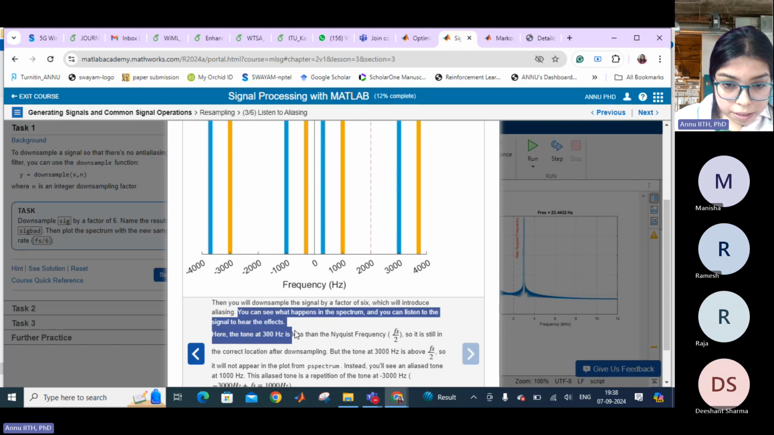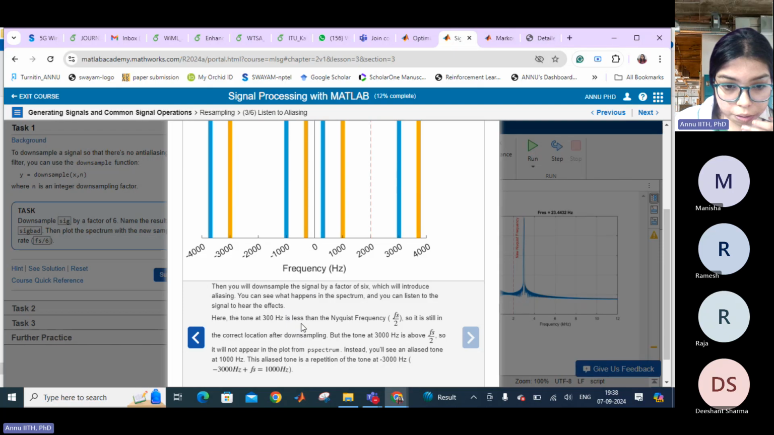You can see what happens here in the spectrum. You can listen to the signal to hear the effects. Here the tone at 300 Hertz is less than the Nyquist frequency, so it's still in the correct location after downsampling. But the tone at 3000 Hertz is above fs by 2, so it will not appear in the plot.